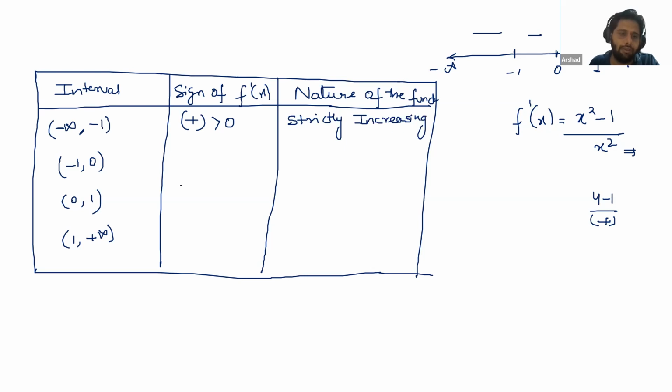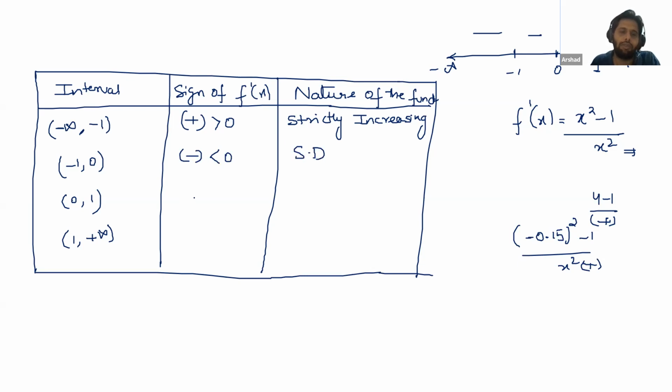Next, any point between minus 1 and 0? Minus 0.15, and that is also negative. Put it in x square minus 1 by x square. The denominator is always positive. If you check the numerator, x square becomes less than 1, so definitely it will give us negative, less than 0, strictly decreasing.